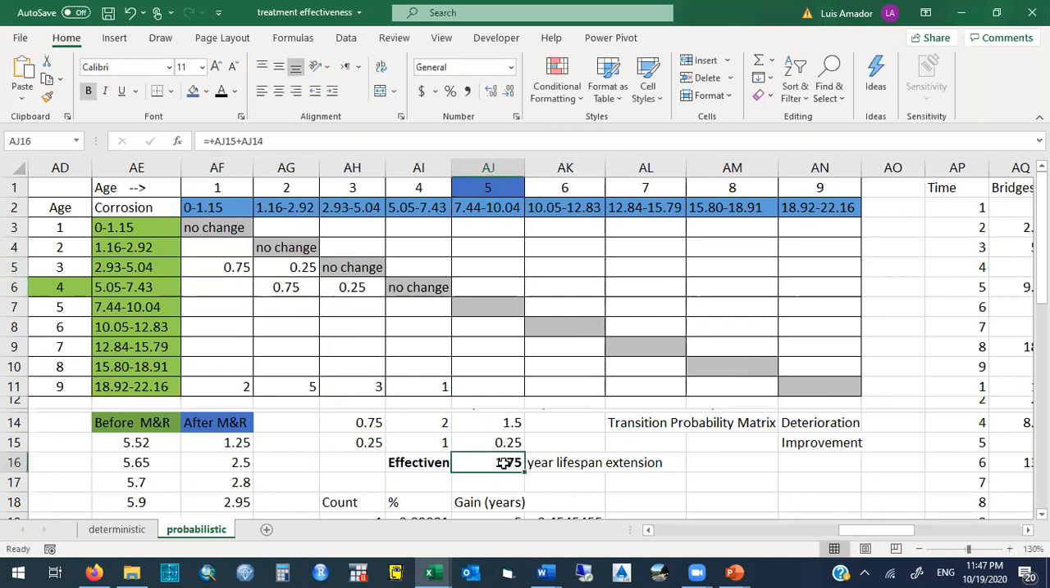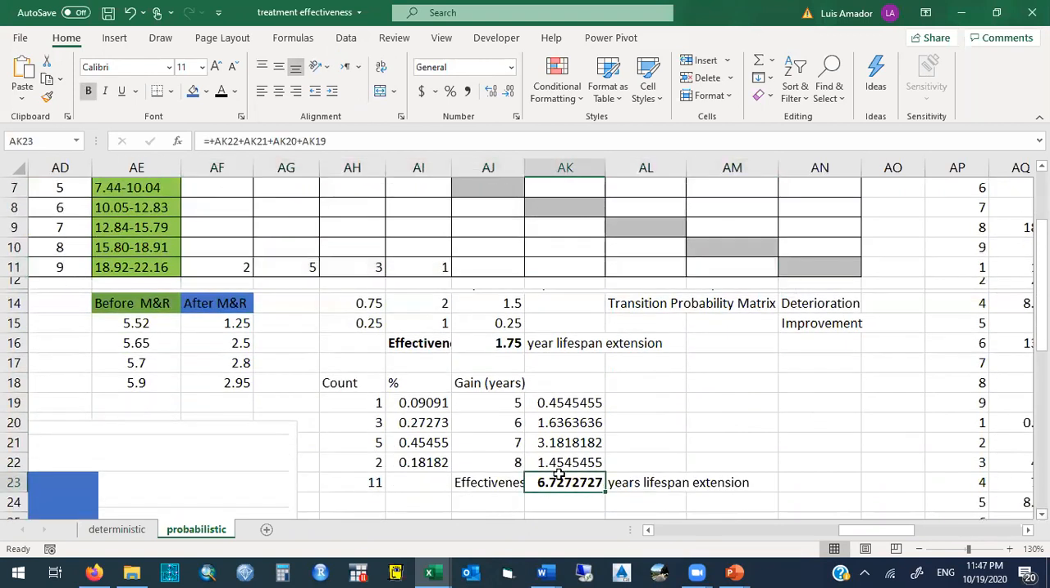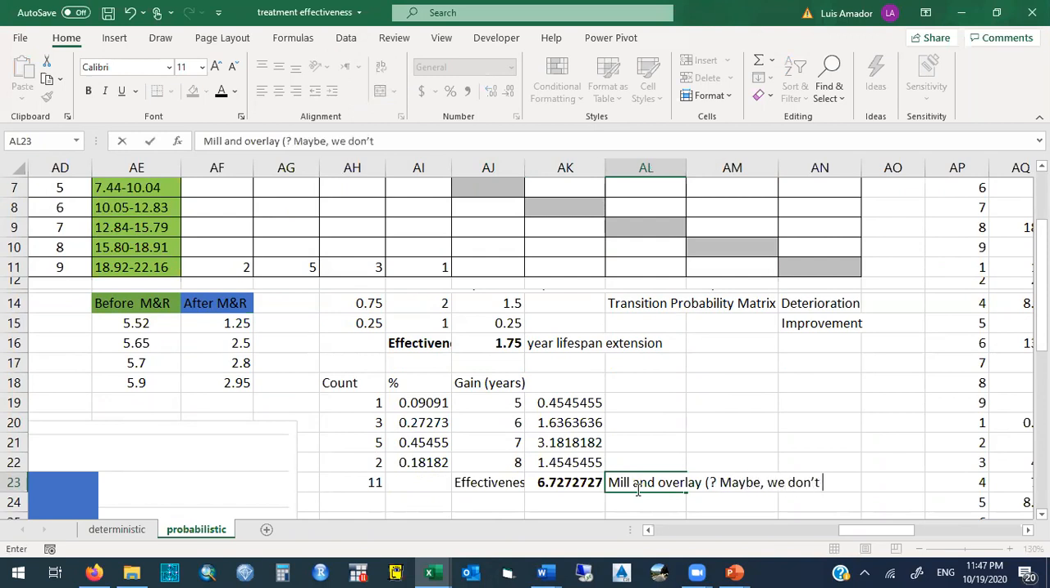Because this is only less than 2 year life extension. So this is probably a crack sealing. You went down there, you seal the cracks, that make you gain maybe 1, maybe 2 years max. But in this other case over here, you are gaining on average 6.72 years. So maybe this is a mill and overlay. We don't know for sure, but it is following what we expect as a trend.